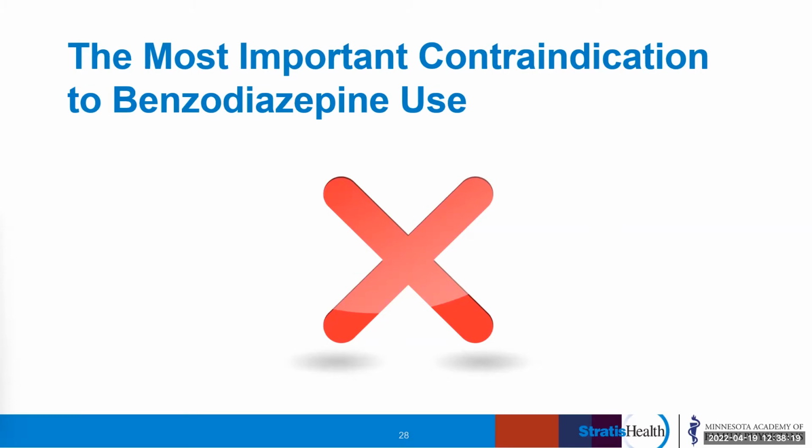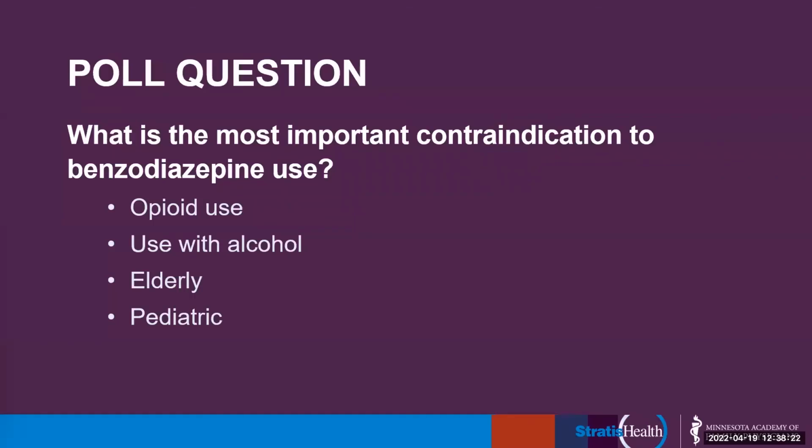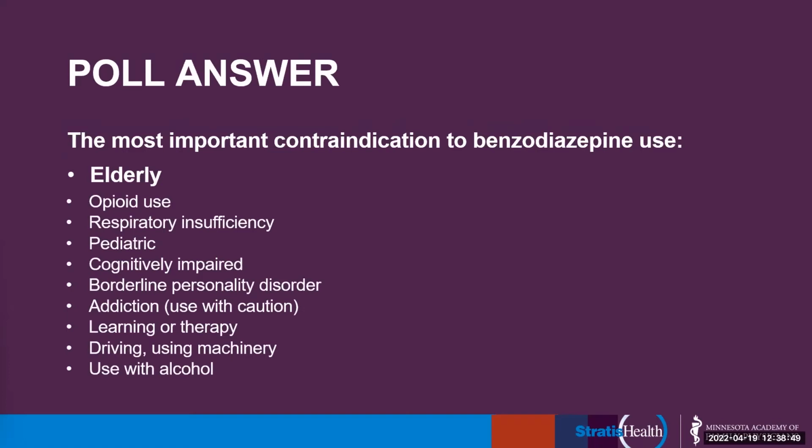But the most important contraindication to benzodiazepine use: in your heads, you can think of it, or chat it in by all means. Is it co-occurring opioid use, using it with alcohol, an elderly patient, or a pediatric patient? This is a typical board question, because these are all high-risk patients you should be very careful about prescribing a benzo in. But the highest risk is the elderly, which isn't the correct word; we should say older adults. And that is because of falls. We'll get to that. These are all very high-risk situations, and we'll explain why some are higher risk.